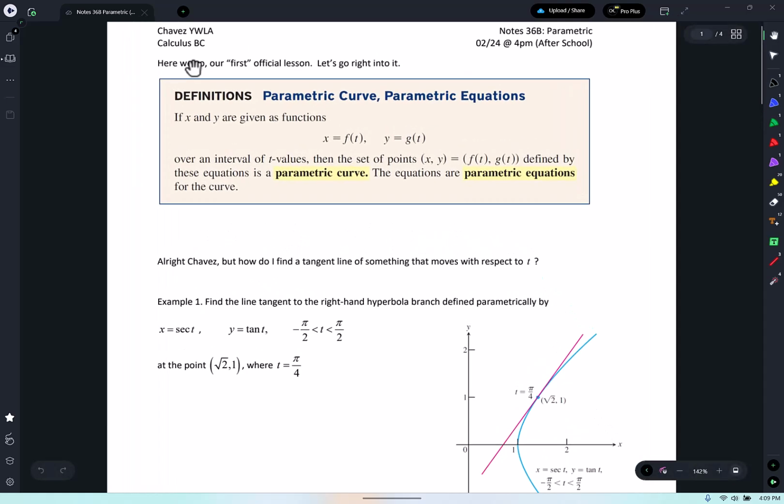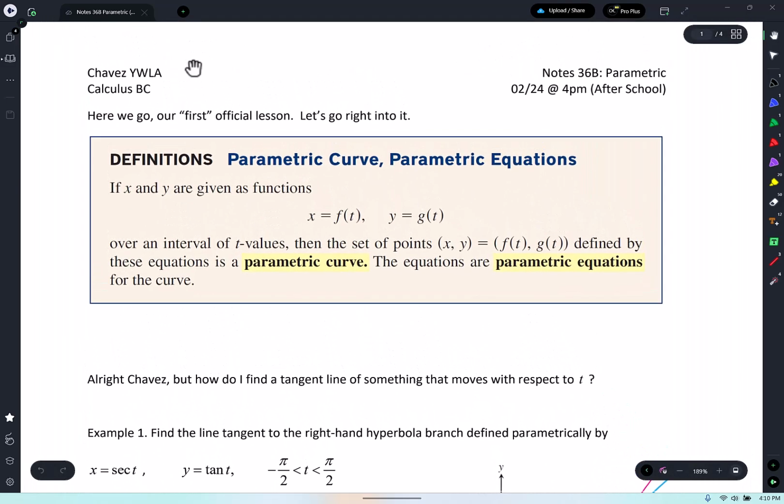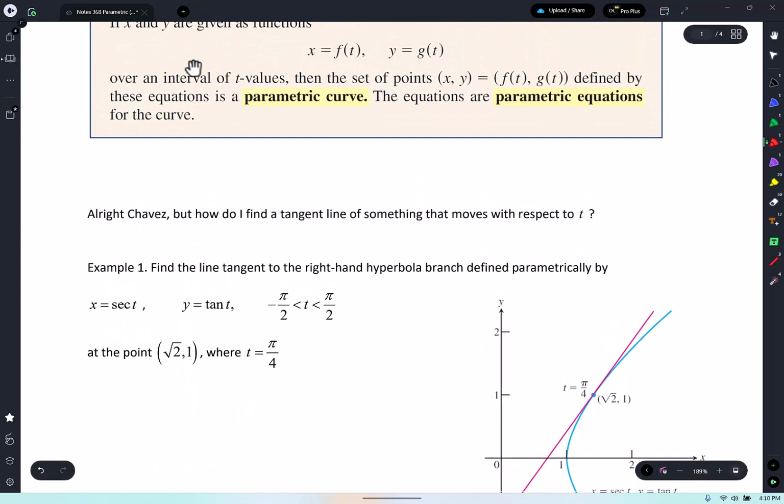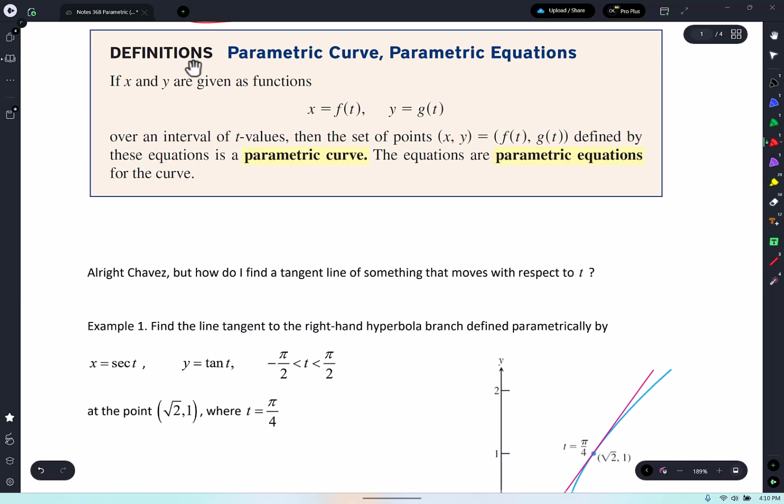I titled these notes 36B, so you can add them to your AB stuff. This is just a second rendition. It's your first official BC notes, but I'm just adding them to the tally. So I put some thought into this, and we were going to go right into velocity, but I figured I might as well just talk about parametric curves.